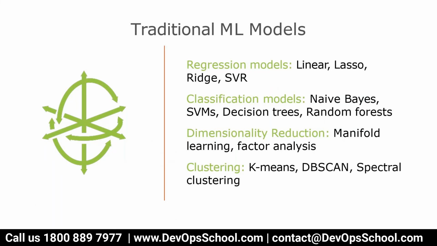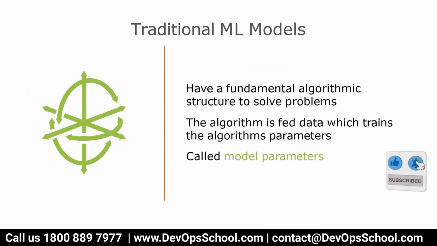So again, what we call traditional machine learning: we decide what model and algorithm is fit for this data. That is the traditional model. So here, traditional ML models have a fundamental algorithm structure to solve problems. The algorithm is fed data, which trains the algorithm parameters, called model parameters.